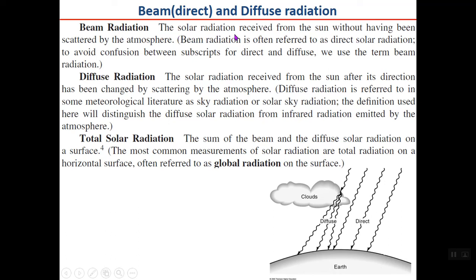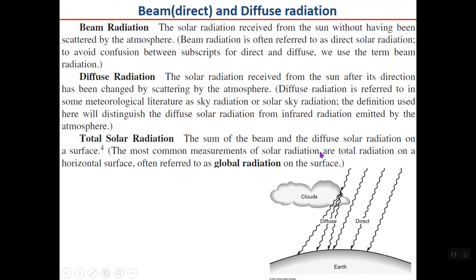Beam radiation is the solar radiation received from the sun without having been scattered by the atmosphere, okay? And generally in this book or in this course, we use beam radiation instead of direct solar radiation to avoid confusion between subscripts for direct and diffuse, because you can see that both start with D. What is diffuse radiation? Diffuse radiation is the solar radiation received from the sun after its direction has been changed by scattering by the atmosphere or anything which is existing in the atmosphere. And the sum of these two, beam and diffuse radiation, is the total solar radiation, okay? The sum of beam and diffuse solar radiation on a surface.